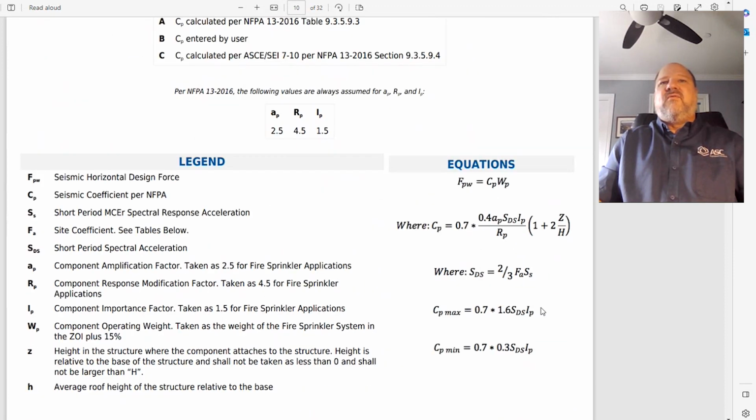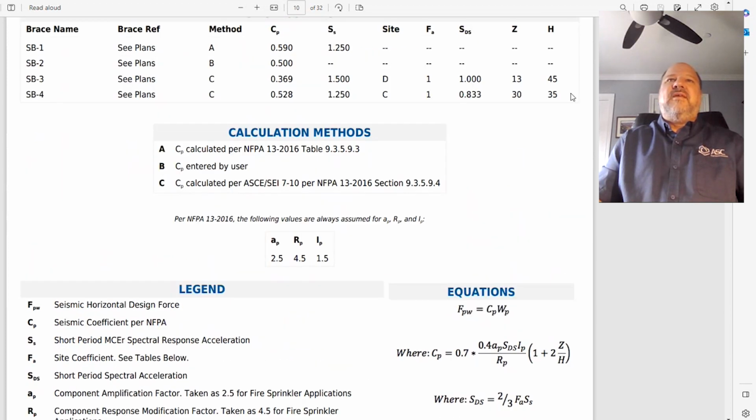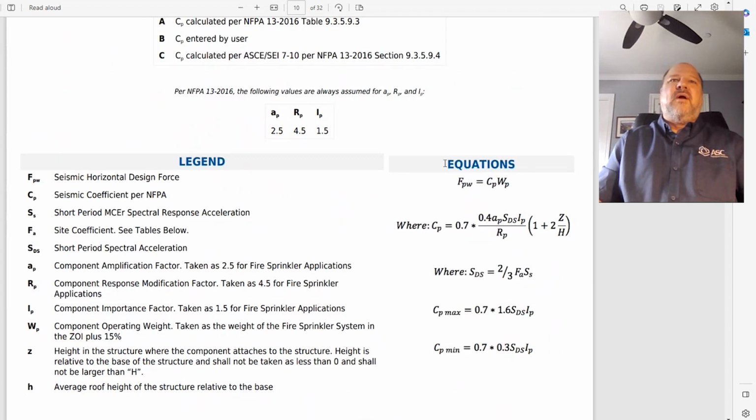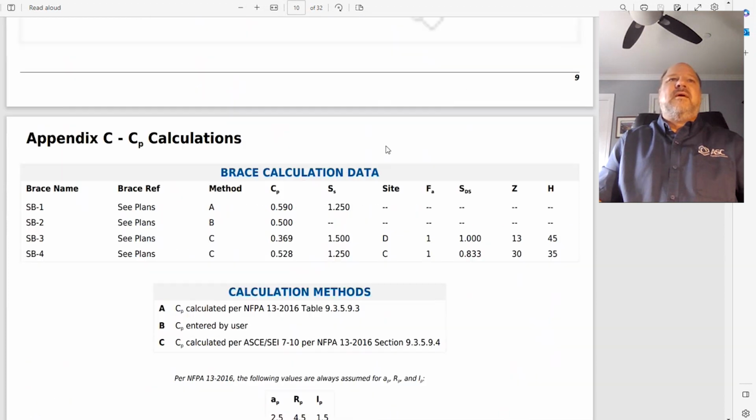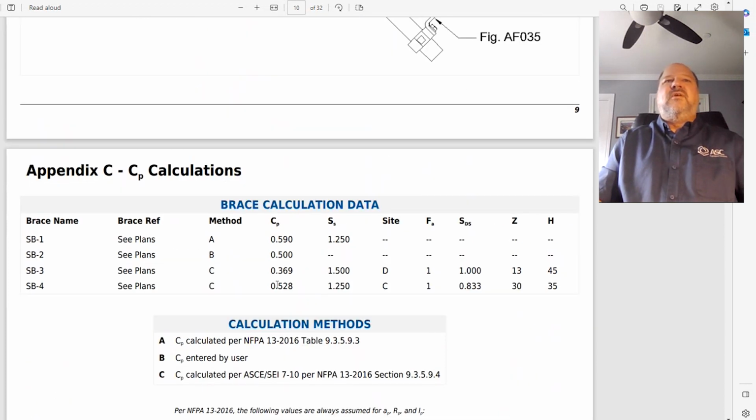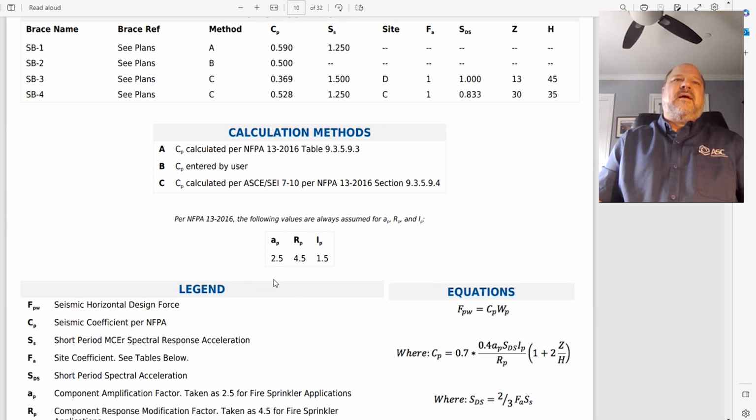Here is the formula that's right out of ASCE 7, and any authority having jurisdiction could go ahead and use the a sub p, R sub p, and I sub p variable values, which are required by ASCE 7, and the adjustable variables that we have here for site class, z and h, which we ask you on the program, and they could go ahead and plug and chug if they wanted, and they could generate the same C sub p's that we showed there. It's very, very transparent.